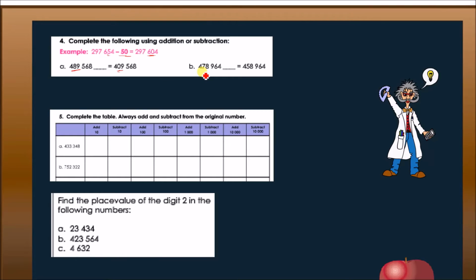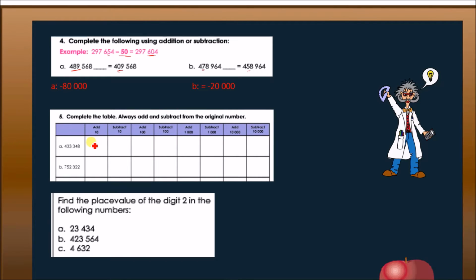This one here, I've got 478,964, and I want to make it 458,964. Again, that 7 there must become a 5, so I have to take 2 away from the 7 in the 10,000s position, which will therefore be minus 20,000. Minus 80,000 here, minus 20,000 there.